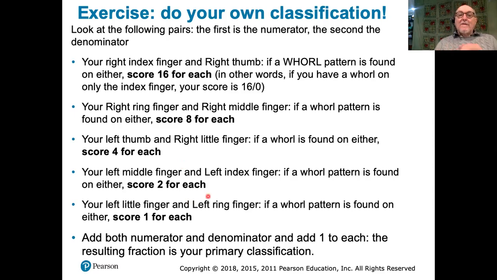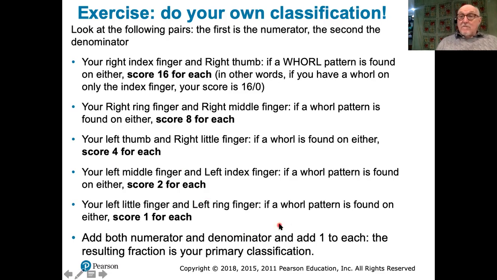Next one, your left middle finger and your left ring finger. If you have a whorl on either of those, it scores 2. Then your left little finger and your left ring finger again. If you have a whorl pattern, it scores 1.